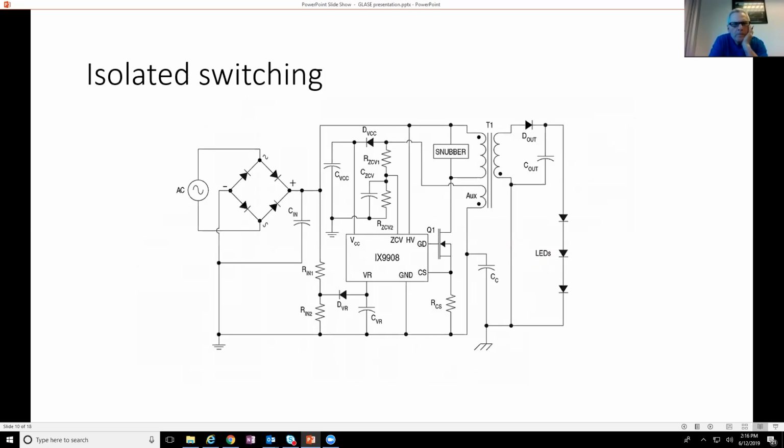Here's another design, very similar. This is also a switching supply. The difference here is that you have an isolation transformer. Also note this capacitor here that bridges between primary and secondary, and also this capacitor here. We'll talk about that for a minute, a little bit later.